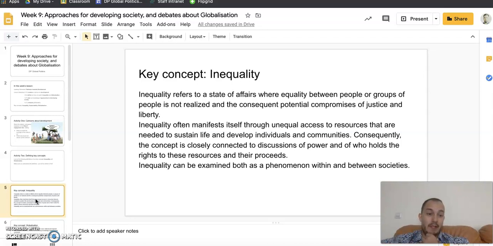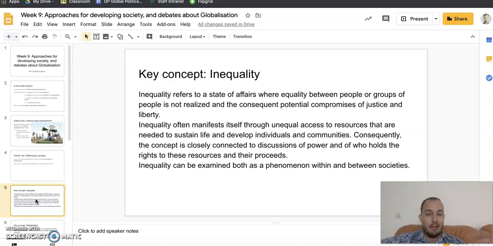Okay, so remember when we looked at justice and liberty, when we looked at human rights. Normally when we think of inequality, it's about unequal access to resources. So it doesn't just mean rich and poor, it can be access to clean water. That's a type of inequality, access to clean air. And obviously when we talk about inequality, it's normally in a bigger discussion about power: which groups, which people hold power, and which do not.